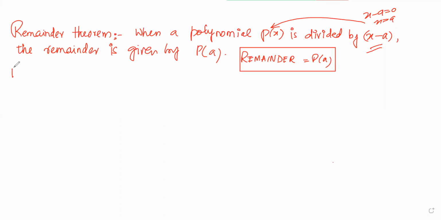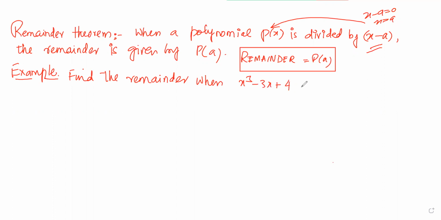Let us take an example. Find the remainder when x cube minus 3x plus 4 is divided by x plus 3. You can find this remainder by using long division, but here I'm using the remainder theorem. So what is the technique to find the remainder?